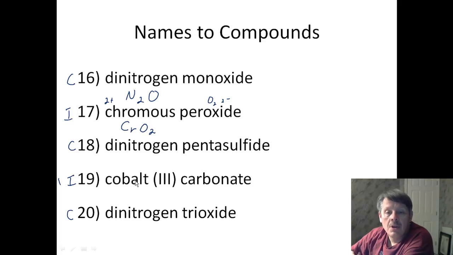All right, we have another dinitrogen. Right? Dinitrogen is going to be N2. And pentasulfide, sulfide is S. Penta is 5, like the pentagon, so it's N2S5.